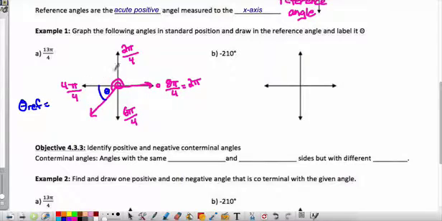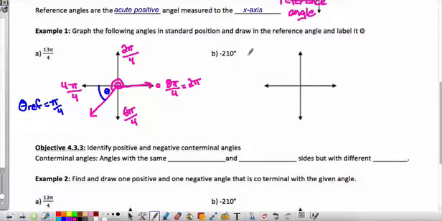Right, so we were going around and we went 2 pi, 4, 6, 8, 10, 12, 13. So from 12 to 13 is just 1 pi. So 1 pi over 4. There we go. We've both graphed the angle and we found the reference angle. We're going to do that over here for this one. I started out with the harder one first.